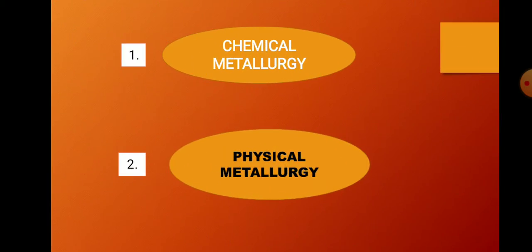In metallurgy, there are two elements. We have the chemical metallurgy and physical metallurgy. So let's find out what chemical and physical metallurgy are.